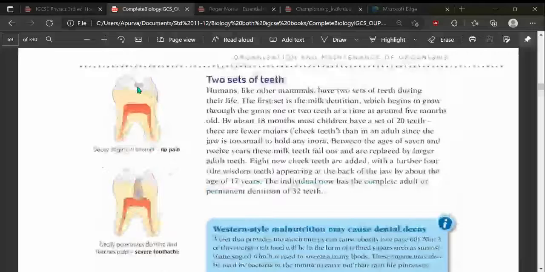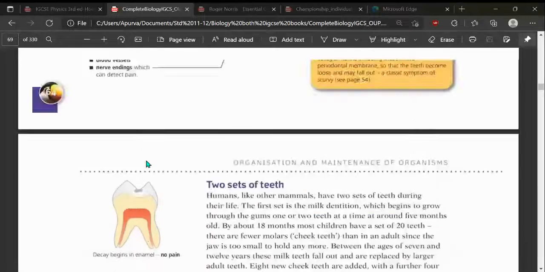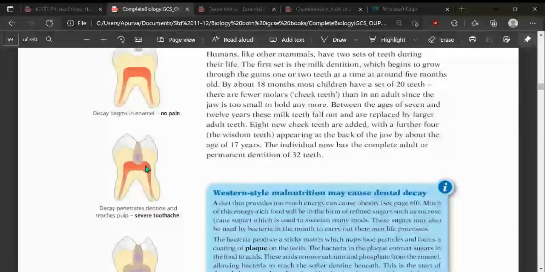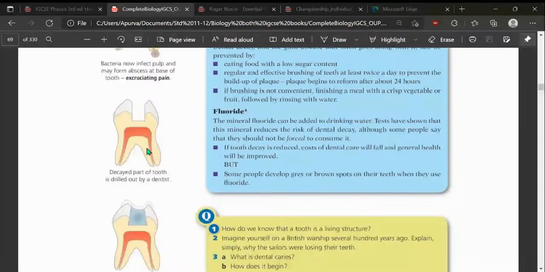a cavity begins in the enamel, and you don't feel any pain. Then decay penetrates the dentin and reaches the pulp. Severe toothache. Bacteria now infect the pulp and may form an abscess at the base of the tooth. That's the abscess. This is excruciating pain.